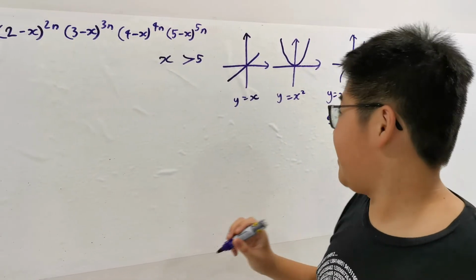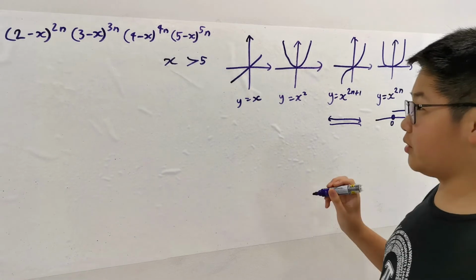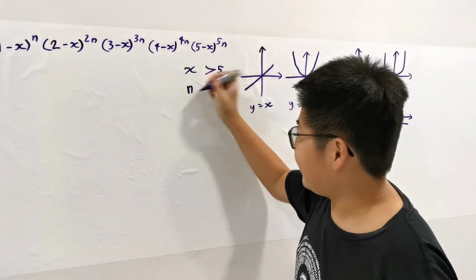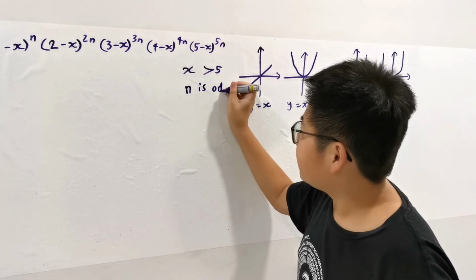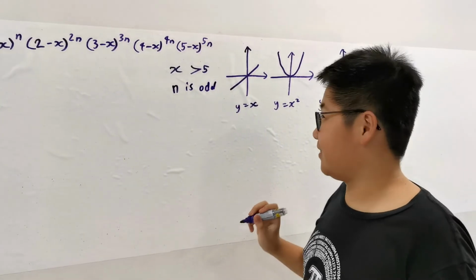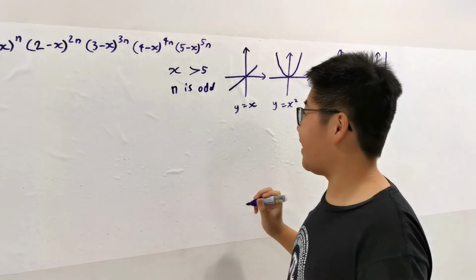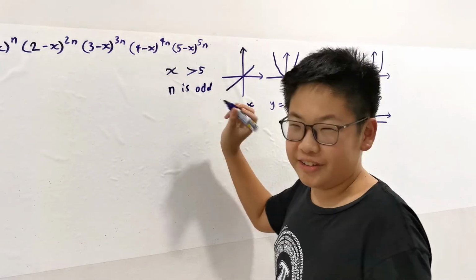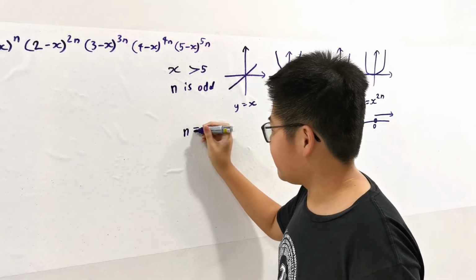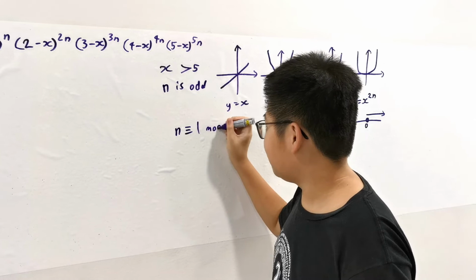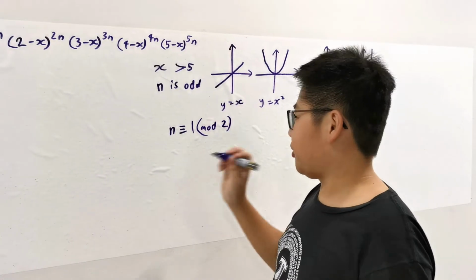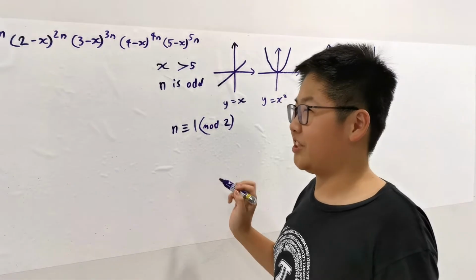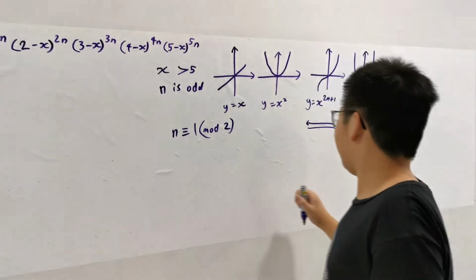Therefore, we can also say that when n is odd, we will have the possibility of negative values. So n is odd. So there, we have solved the question. But just to tell you, another way of writing "n is odd" is n is congruent to 1 modulo 2. This might seem confusing, but this means that if you divide n by 2, you get a remainder of 1, which is really the definition of odd.